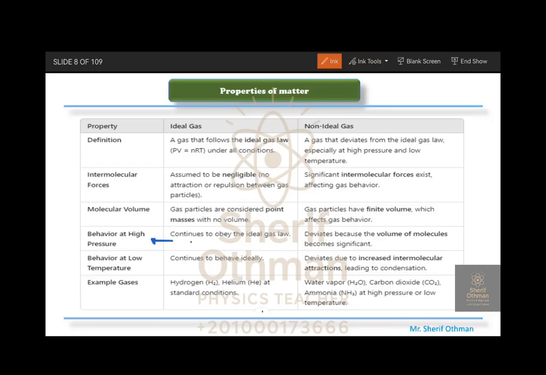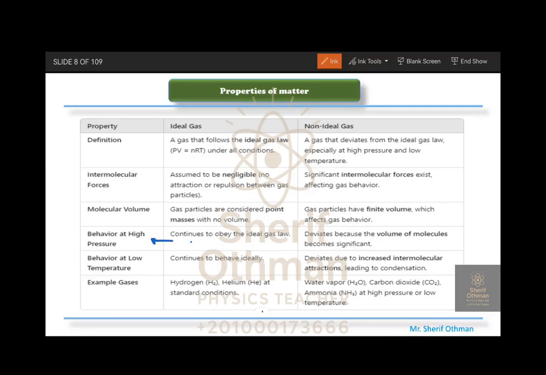Behavior at high pressure: it continues to obey the ideal gas law, and we are going to study the ideal gas law. Behavior at low temperature: it continues to behave ideally. Examples: hydrogen gas and helium gas at standard conditions. What are standard conditions? Atmospheric pressure and 25 degrees Celsius, which is called room temperature.